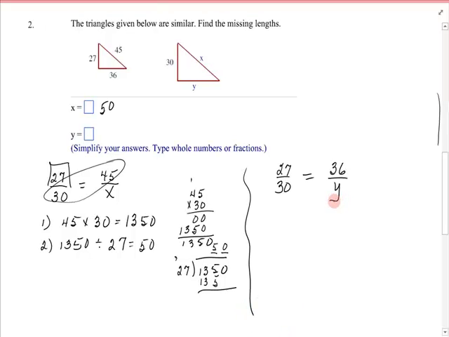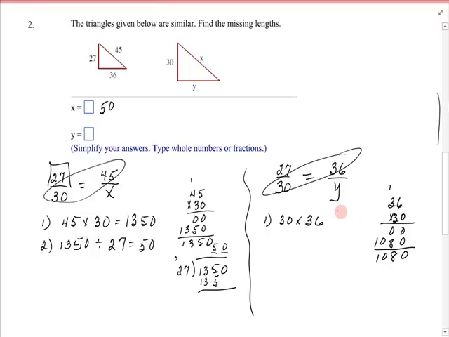Now I'm going to solve for the missing side, y. Multiply here. Number 1, I have 30 times 36. Placeholder 0. 3 times 6 is 18. Carry the 1. That's 9, and 1 is 10. 1080, and that's the product. Step number 2 is to take 1080 and divide it by the missing number, which is 27.